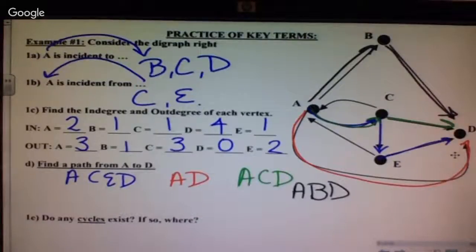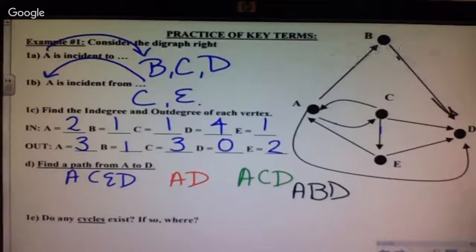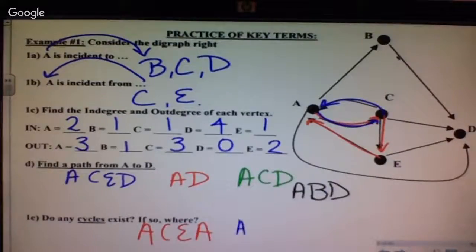Do any cycles exist? Yes. Who's got a cycle? I do. It's ACEA, and that equals 3. A to C, C to E, E to A. Your other one is A to C and C to A. If they're going to give me an easy way out like that, I'm going to take it. Work smarter, not harder.